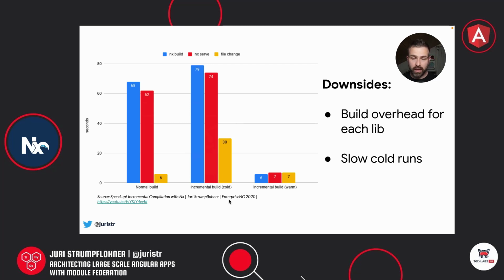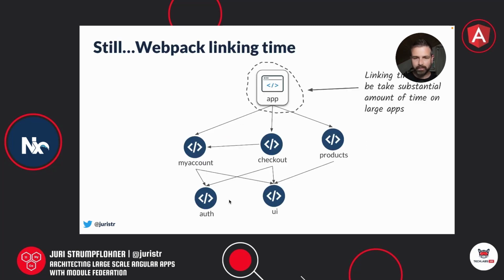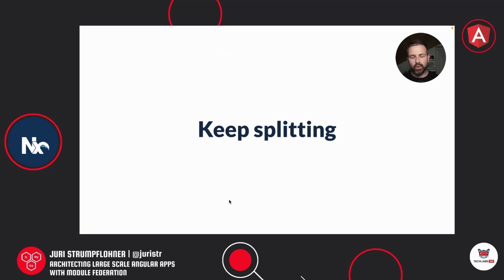Now, obviously, if you look at the warm cache, that is way, way faster because we don't run a lot of computation at that point. And one issue you might still have, though, in the end, is the Webpack linking time. So even though the single pieces are built individually, when it comes to the application build, it needs to link to those individual pieces. And again, in a large scale application, you might still suffer slow startup times. So the whole solution there is like keep splitting.